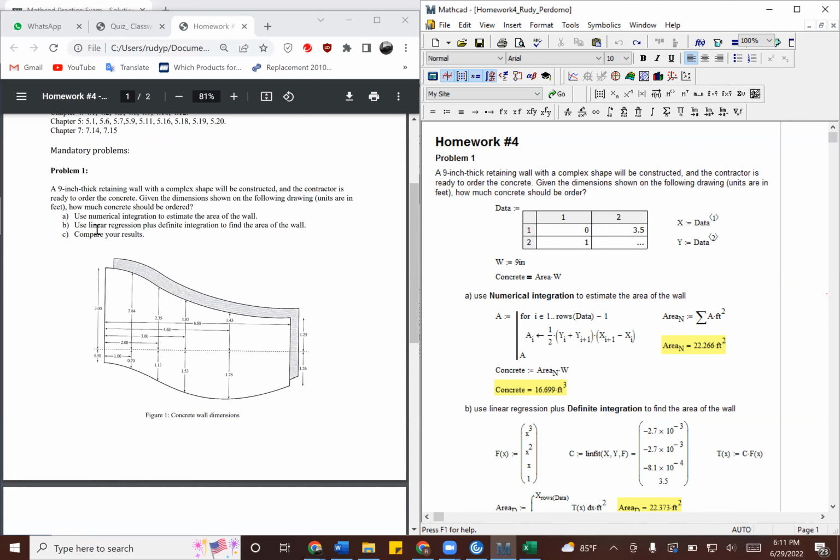So to find the area, it tells us to use 2 methods: numerical integration and definite integration. So for numerical integration, you could do the same thing as she did with the trapezoid.